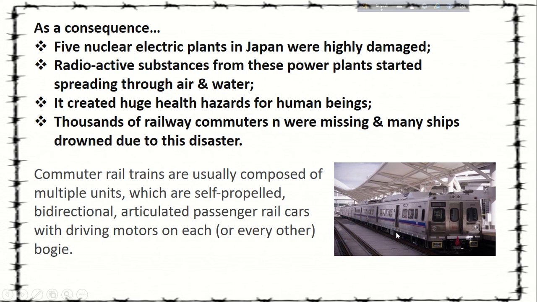So about the railway commuter, follow the image. Commuter rail trains are usually composed of multiple units, which are self-propelled, bi-directional and articulated passenger rail cars with driving motors on each bogie.